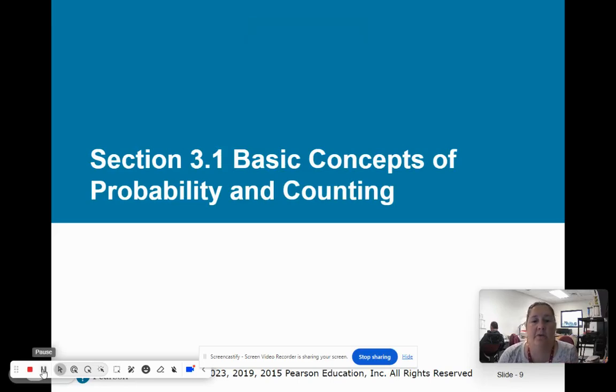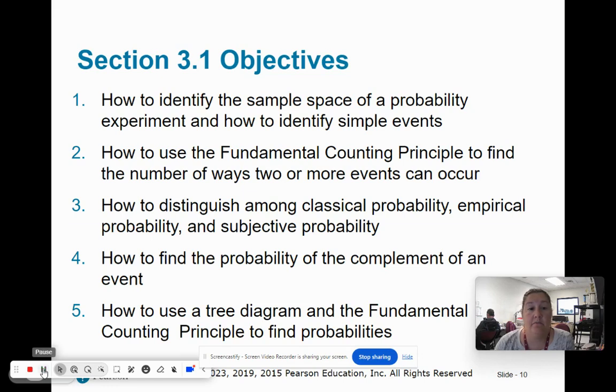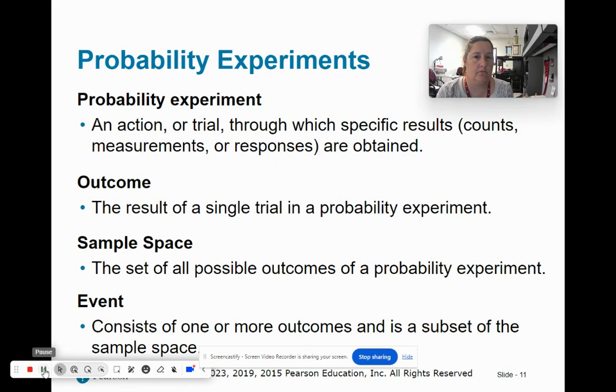Hello, we're going to talk about basic concepts of probability and counting. At this time, go ahead and pause the video to write down the objectives in question style. Instead of reading all these definitions, I'm going to give you a general idea.